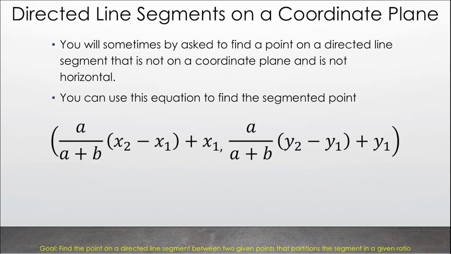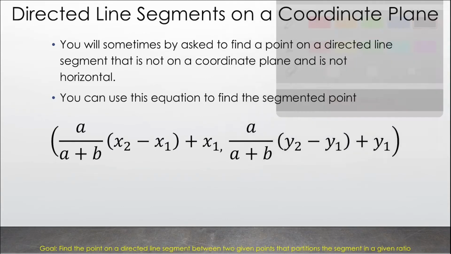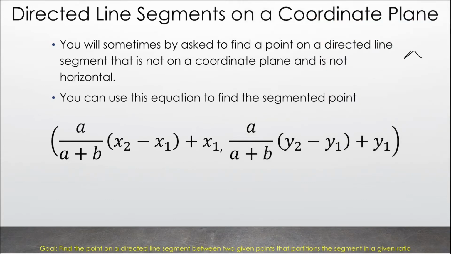Alright, so we'll sometimes be asked to find a point on a directed line segment that's not on a coordinate plane and is not horizontal. So what that means is I'll have some angle, or I'll have some line on a coordinate plane. And we'll be given 2 points, 2 endpoints, okay? And it'll say partition this line 2 to 3 or something. And we'll have to find out where that would be. Okay, so we'd have to find whatever that point B would be.